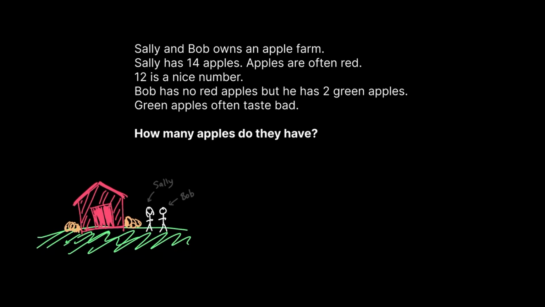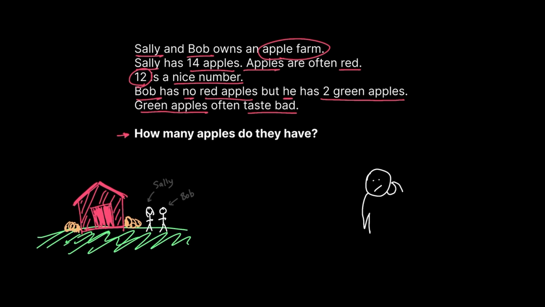Let's say I asked you this question. Sally and Bob own an apple farm. Sally has 14 apples. Apples are often red. 12 is a nice number. Bob has no red apples, but he has 2 green apples, and green apples often taste bad. And if the question was, how many apples do they have? This might require you to think about the problem a little bit to get the final answer of 16.